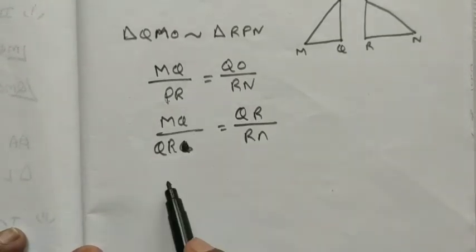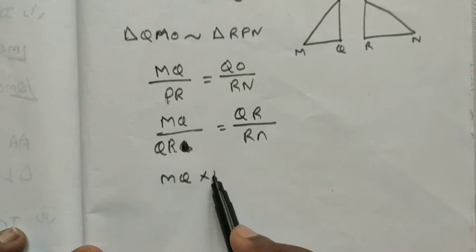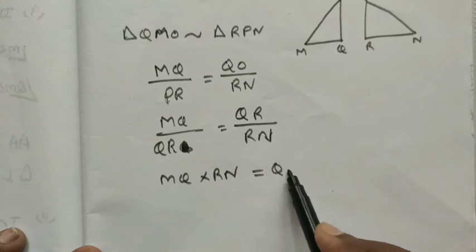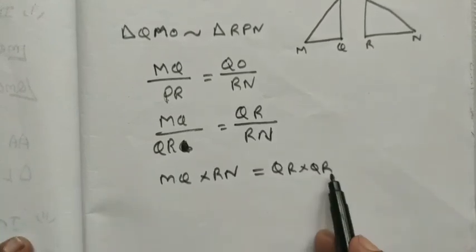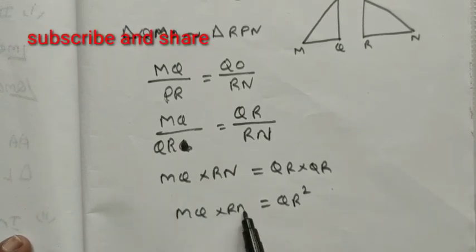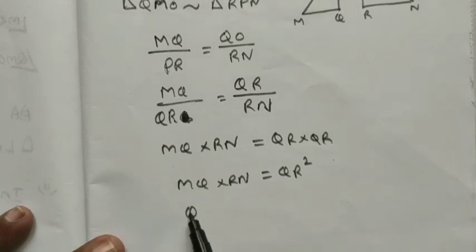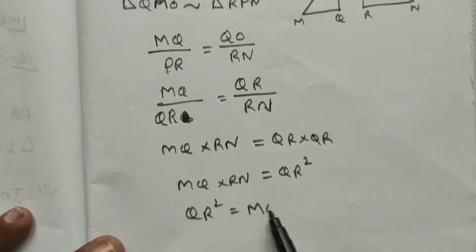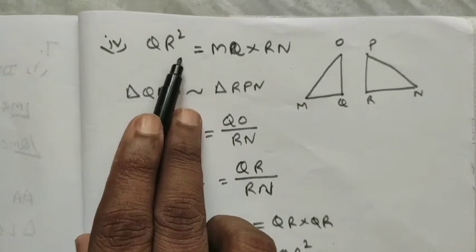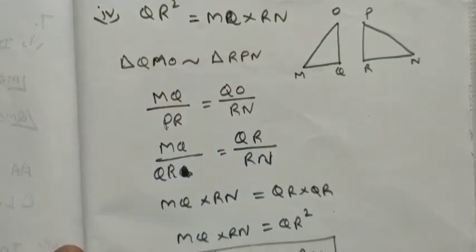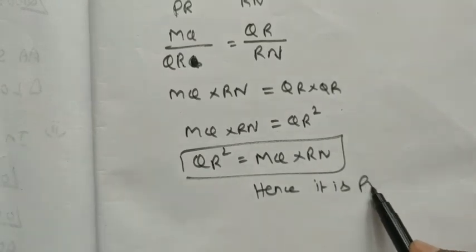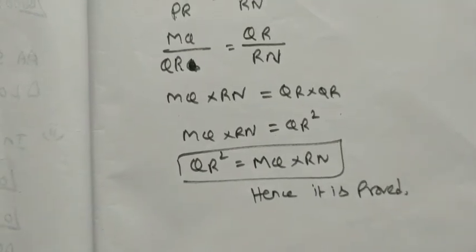Now cross multiplication: MQ into RN is equal to QR into QR, right? QR into QR is QR square. So MQ into RN equals QR square, which is what we want to prove. This is our question, Roman number 4: we have to prove that QR square is equal to MQ into RN. Here we have proved it. So hence it is proved. Thank you, students.